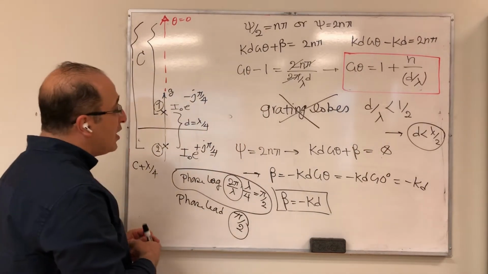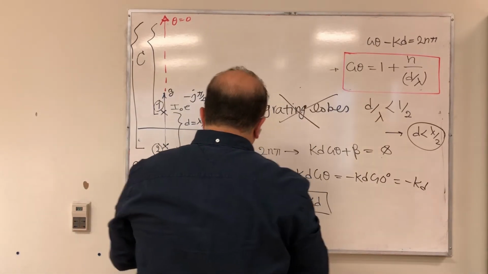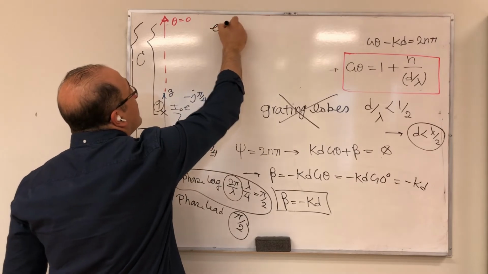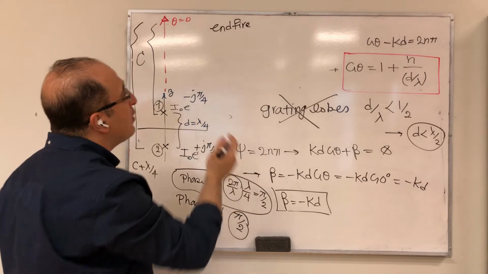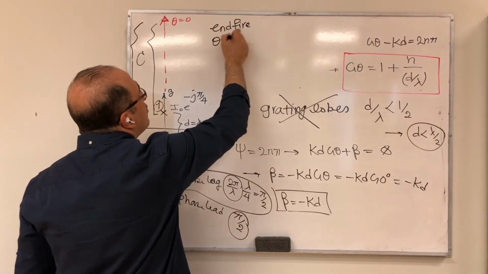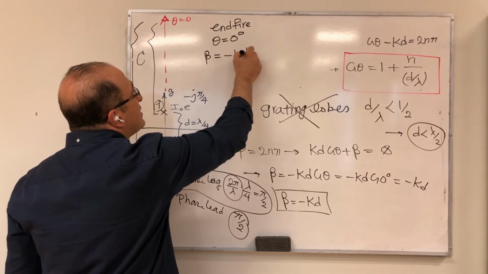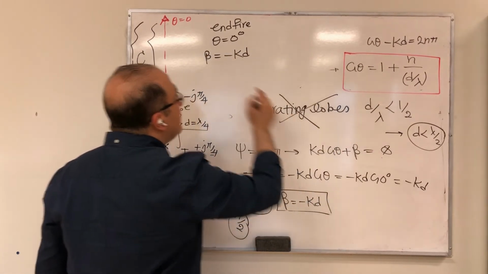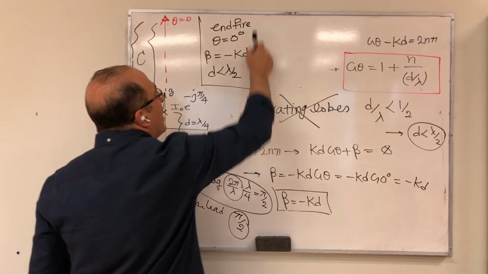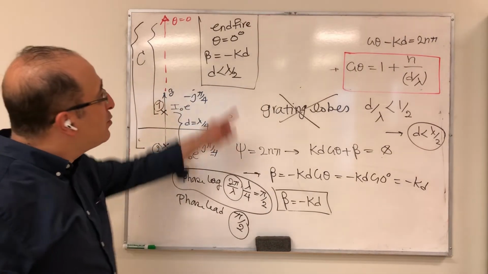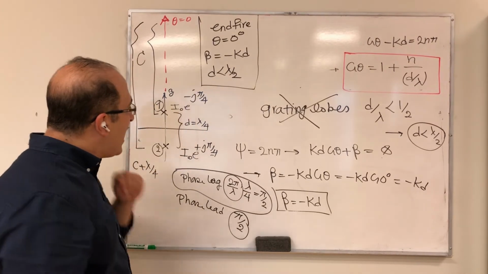So let's summarize our finding here. If you want to have an endfire antenna, endfire can have two forms, theta 0 and theta 180. This is for theta equals 0. Then beta needs to be minus kd, and d needs to be smaller than half a wavelength. Compare this to broadside, where d needed to be smaller than 1 wavelength. This is half a wavelength here.